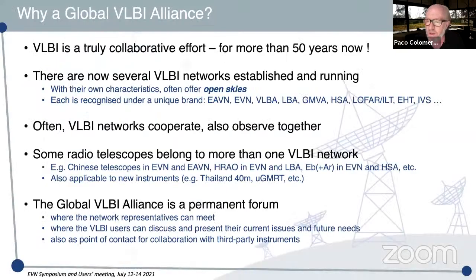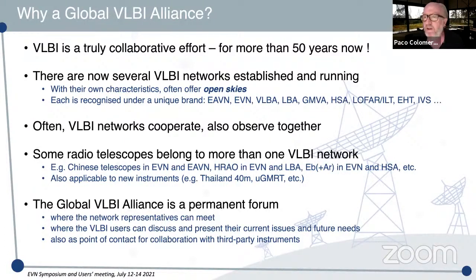We are in the EVN Symposium, right? So no need to explain what the EVN is, but also possibly no need to explain that there are other VLBI networks around the world. And many of us are or have been users of several of these networks. Now, the concept of a global VLBI alliance comes because for more than 50 years VLBI has been developing truly as a collaborative effort. And as a consequence, we see, as I say, several VLBI networks that are established and running.